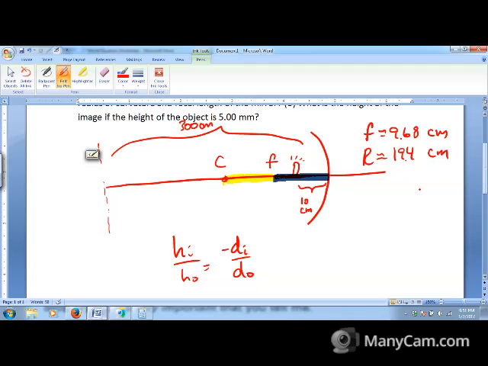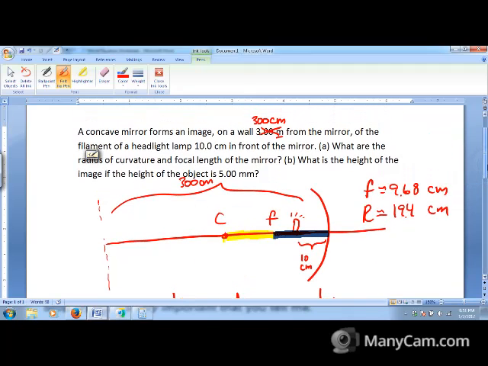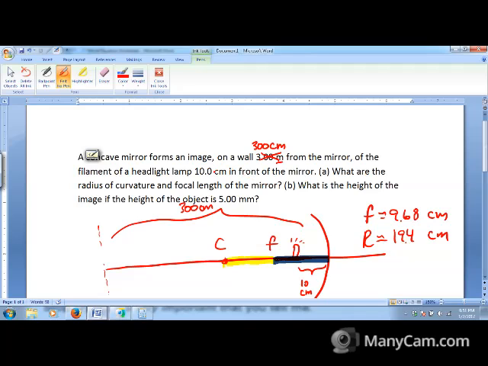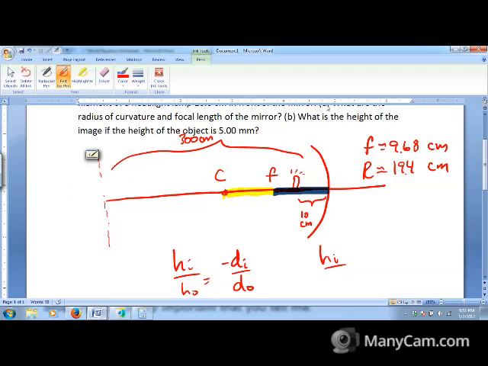Hi-ho. Negative dido. What's the image height? Well, we don't know. What's the object height? Well, it says the height of the object is 5 millimeters, which we're going to have to convert to centimeters. That's 0.5 centimeters.